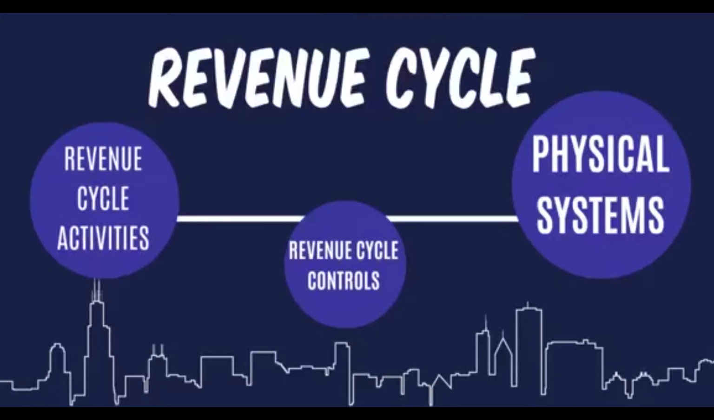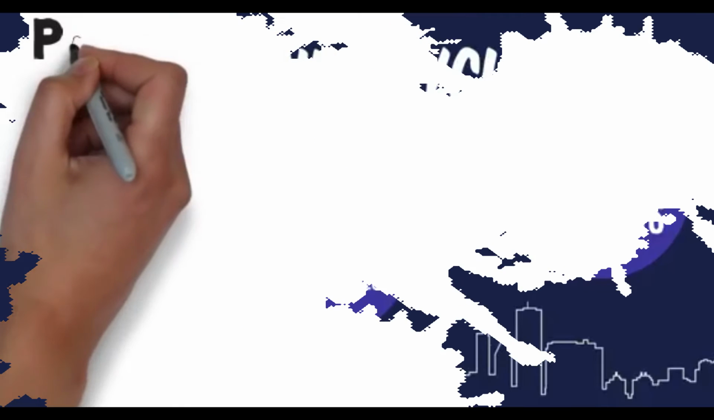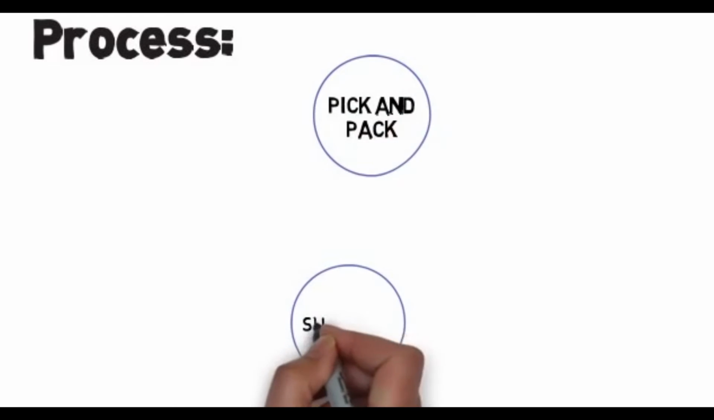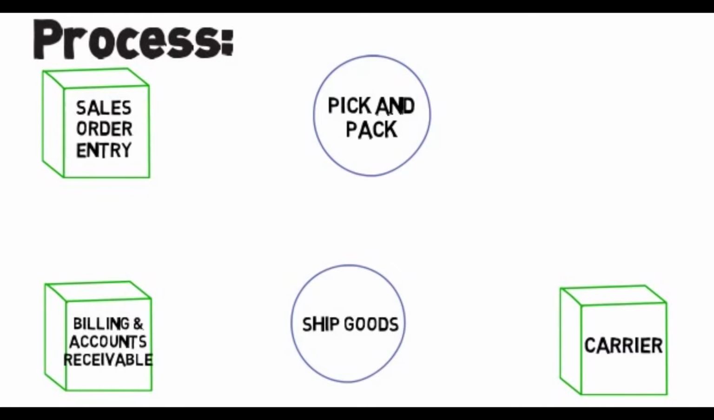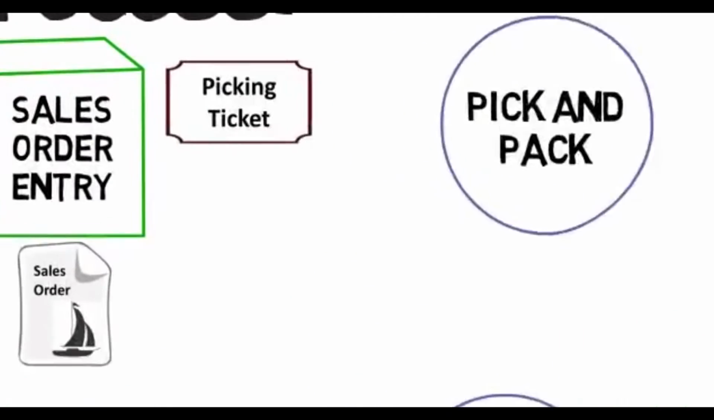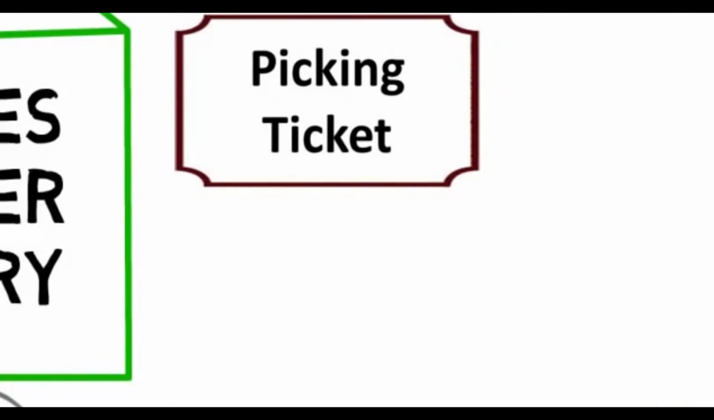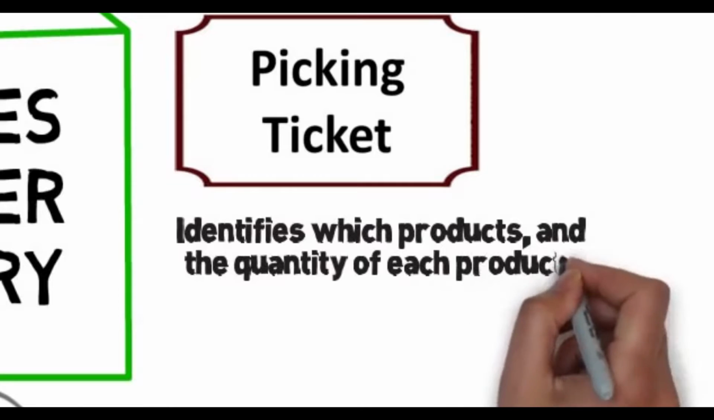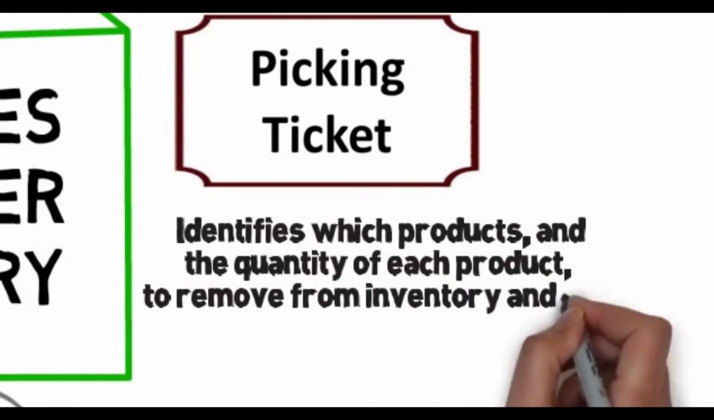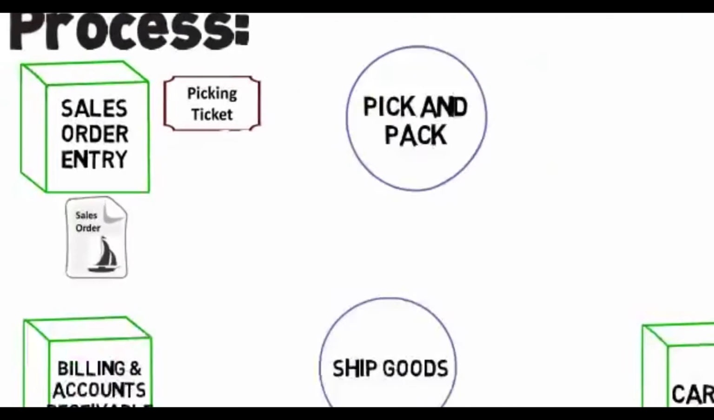Now that we already understand the overview of revenue cycle, let's jump right into shipping process. The process of shipping involves two main parts: picking and packing the order, and shipping the goods. Now these boxes are inputs and outputs to this process. For example, when you make a sale, the sales order entry process produces a sales order and a picking ticket. Wait, what's a picking ticket? Well, it identifies which products and quantity of each product to remove from inventory and ship.